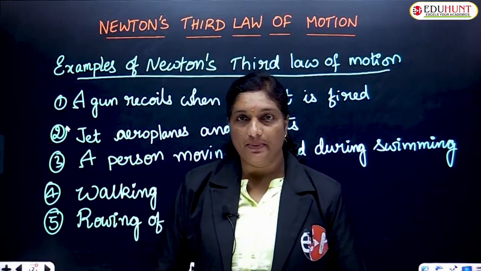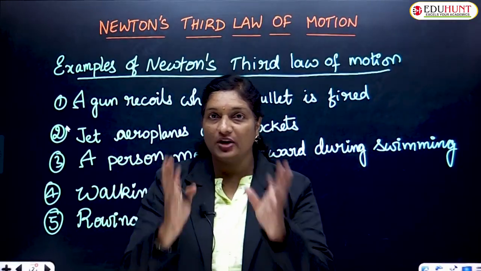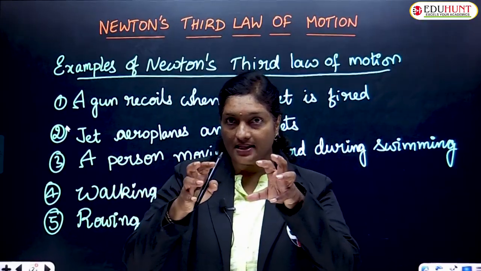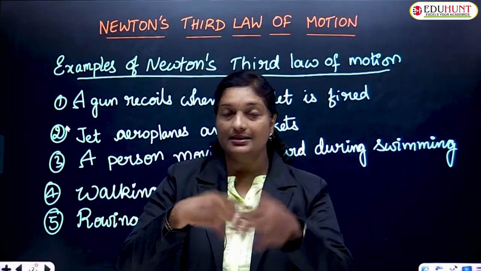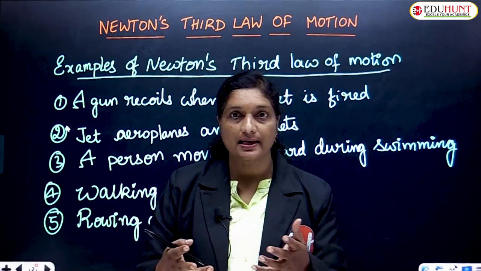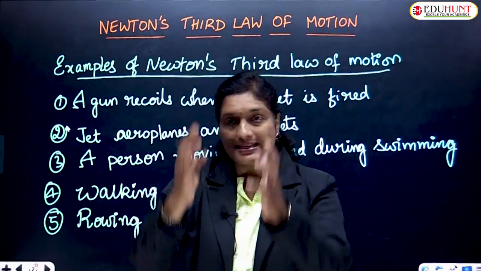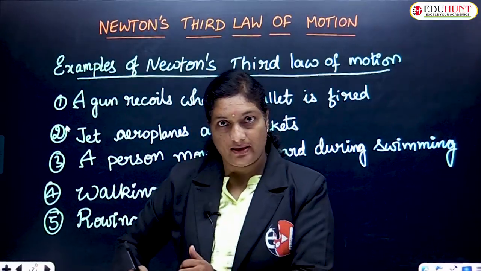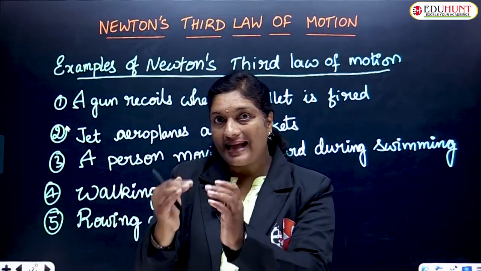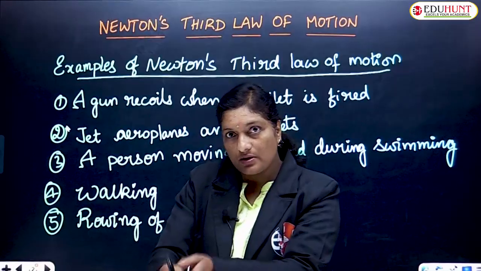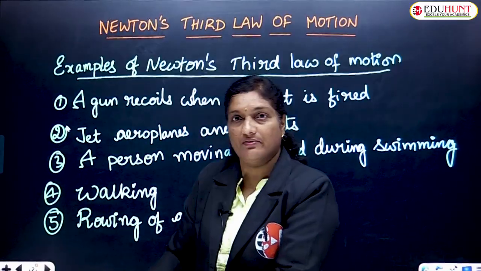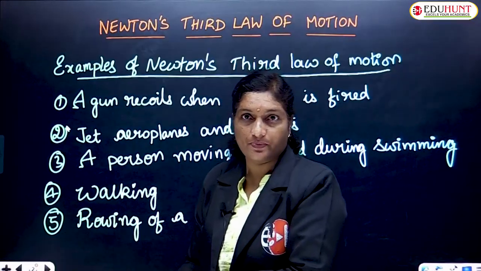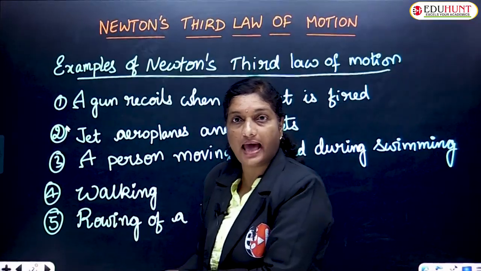Moving to the second example, if you observe jet aeroplanes and rockets, the fuel inside the engines is burnt, and as a result hot gases are ejected from the nozzle of these engines backward. The hot gases come out of the nozzle with high speed, with a large amount of force in the backward direction. This is considered the action part.